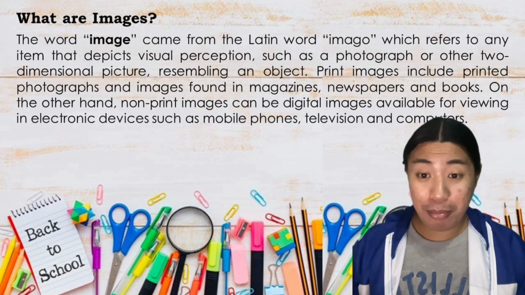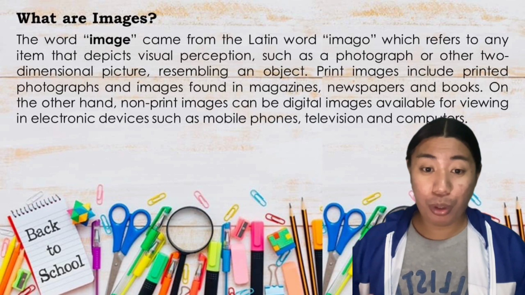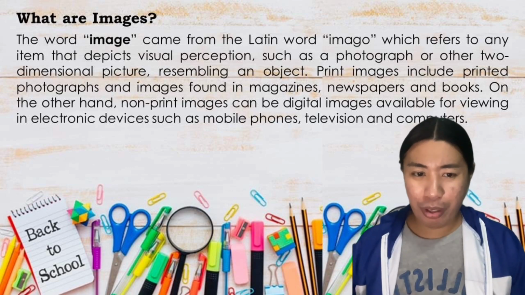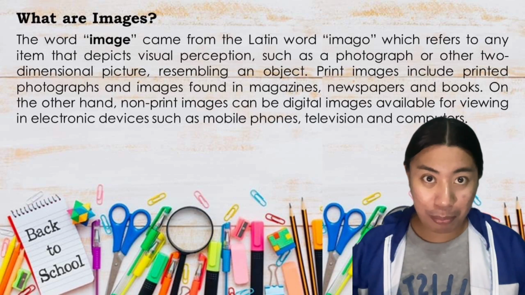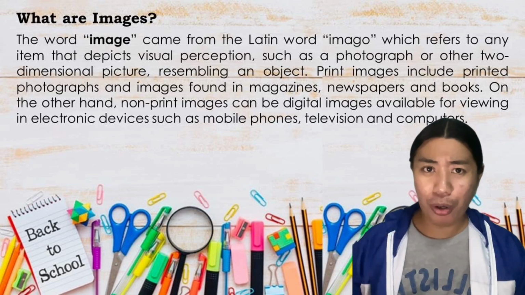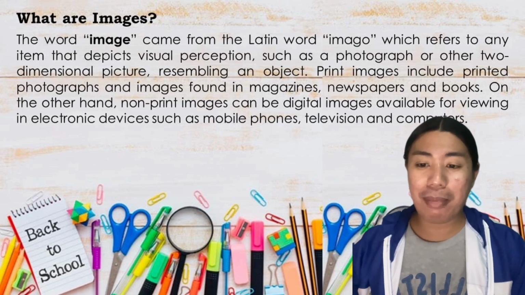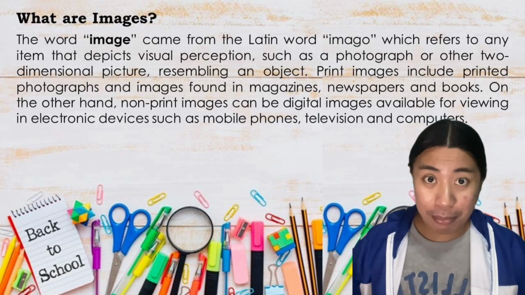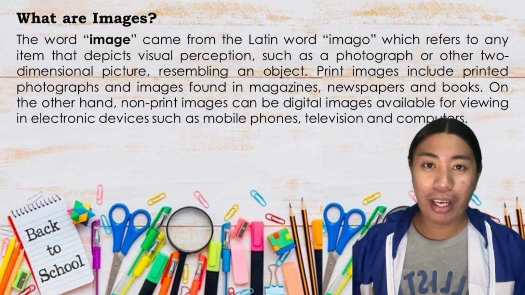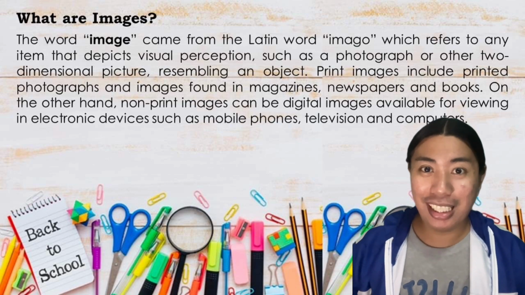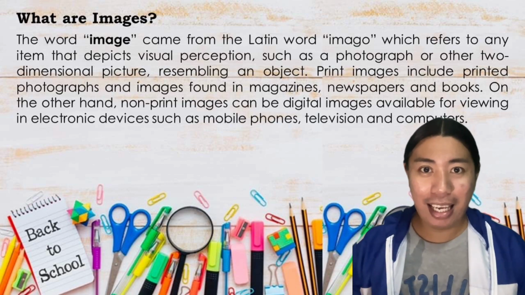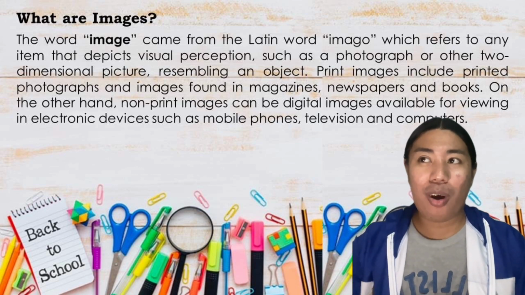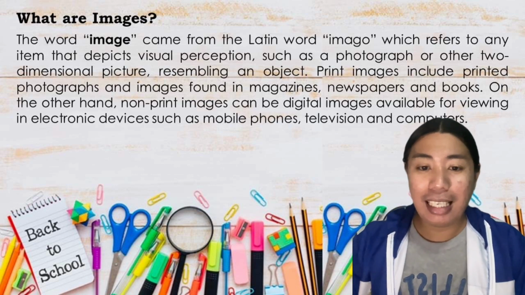So the word image came from the Latin word imago, which refers to any item that depicts visual perception such as a photograph or other two-dimensional pictures resembling an object. So, pwede siyang 3D, pwede ring 2D, or pwede ring 4D. Lahat ng mga imahe na nakikita natin. So, ang image ay mula sa salitang imago.